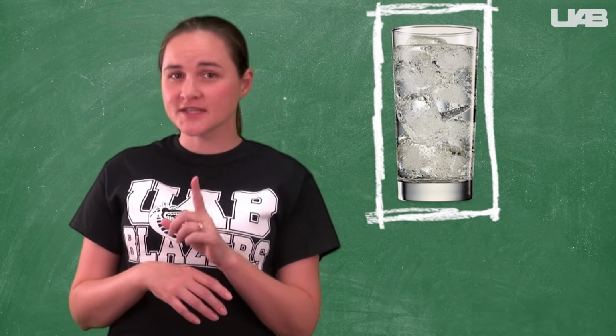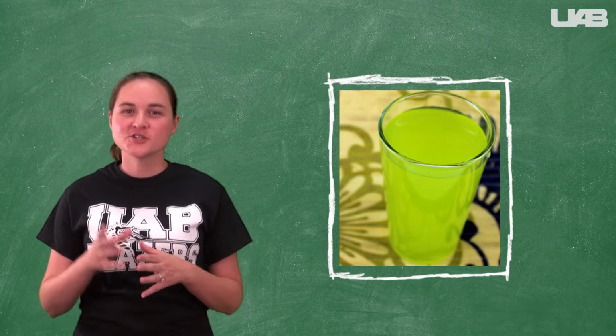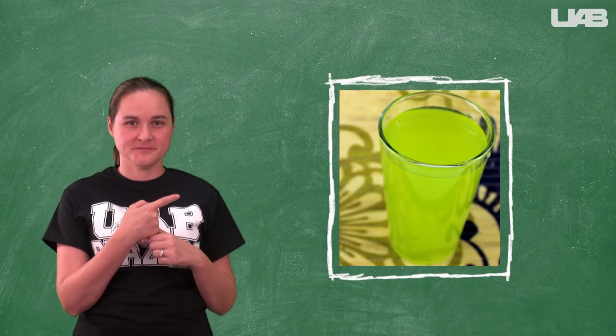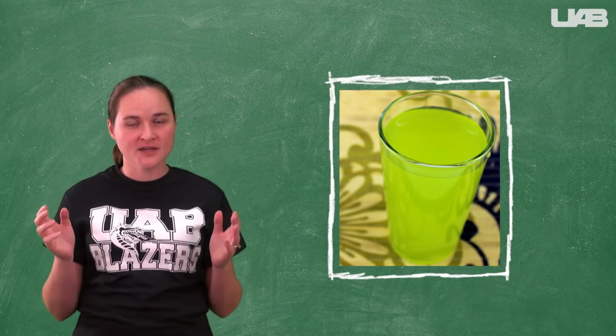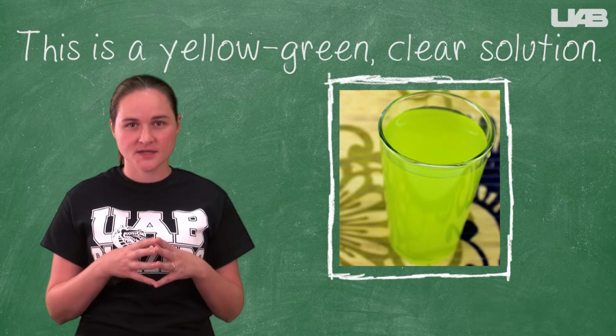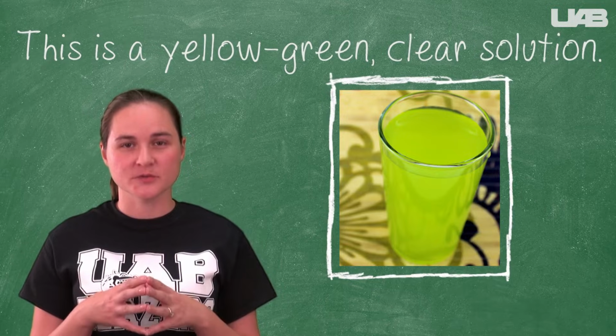This is also a clear solution, but clear refers to opacity and not color. So you try one. How would you report the color of this soda? If you said clear again, you're wrong. This soda is a yellow-green color. If I asked you what the opacity of the solution was, you could report that it was clear.